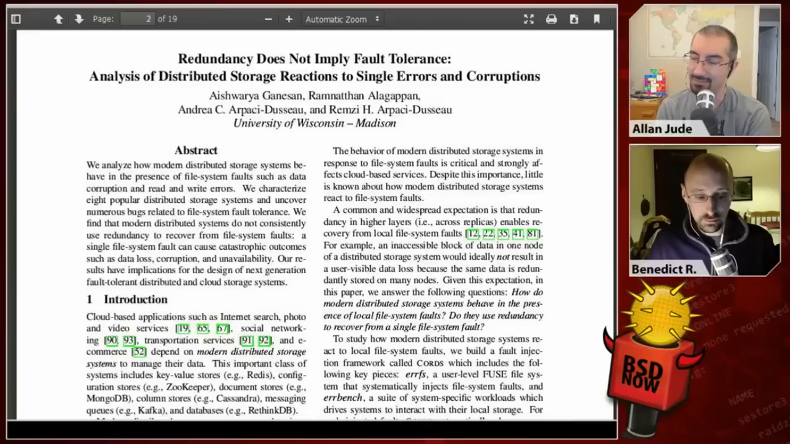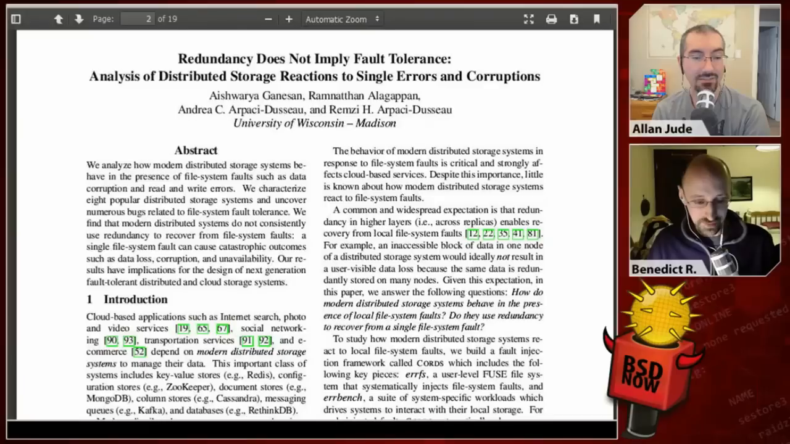So it turns out a lot of these databases don't handle errors very well at all. Even just a single error can take out your database cluster, which is bad if you rely on that. And so ZFS can protect you from replicating corrupted data, but it can't protect you from a database that, if it does get an error, just shuts down. It doesn't know what to do.